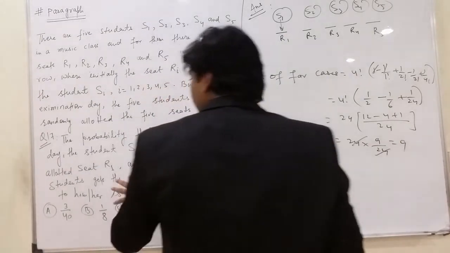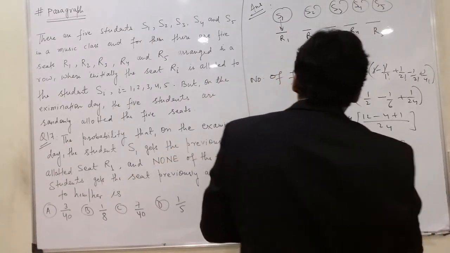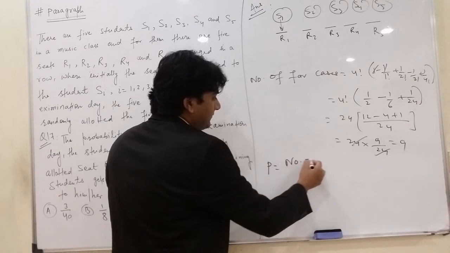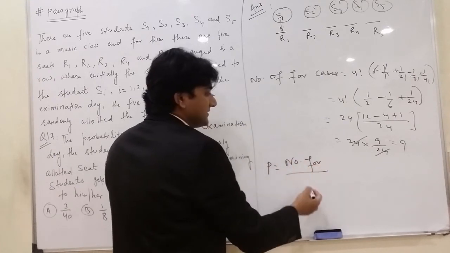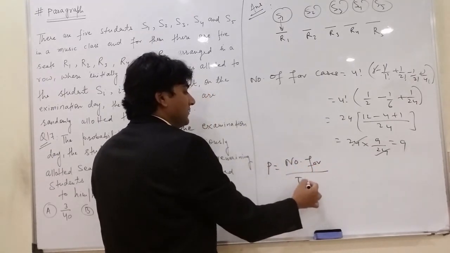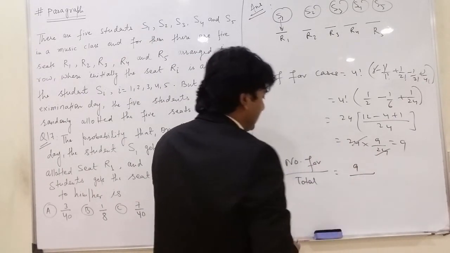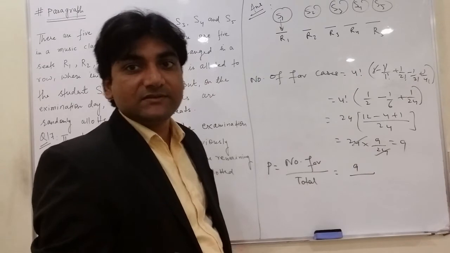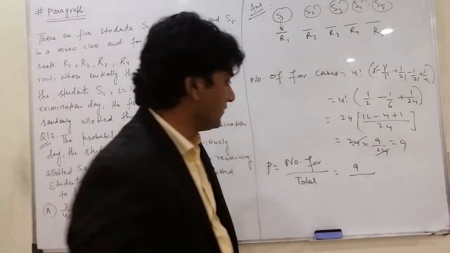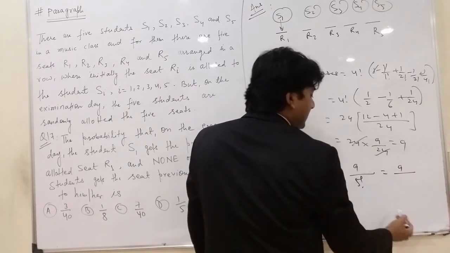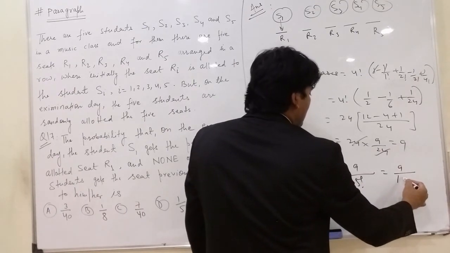So the question is probability, find the probability. Okay, so probability means number of favorable cases over total number of cases. So favorable is 9, and since we have 5 students, so they can arrange themselves in 5 factorial ways. So this is 5 factorial. So 9 over 5 factorial is 9 over 120.